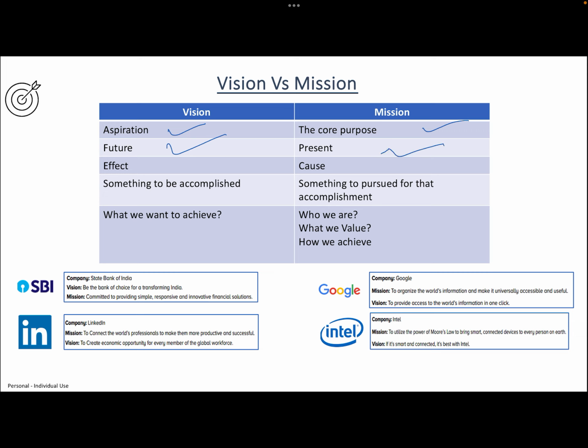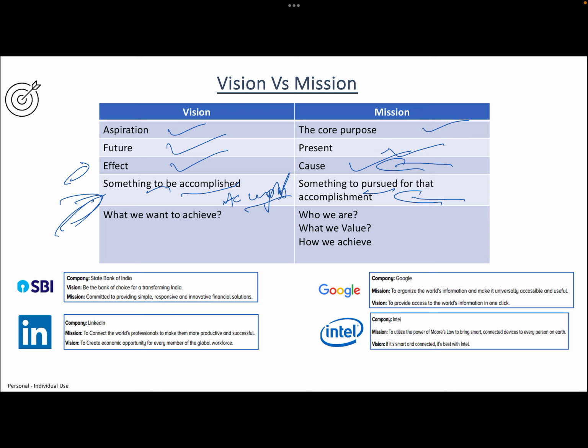Mission is all about the present. So presently I'm a car company and I'm focusing on electric vehicles, and then it is a cause. What is it that you are going to achieve and how are we going to achieve it? Something to be accomplished. This is what we want to accomplish. And to accomplish this vision, what are we going to pursue?